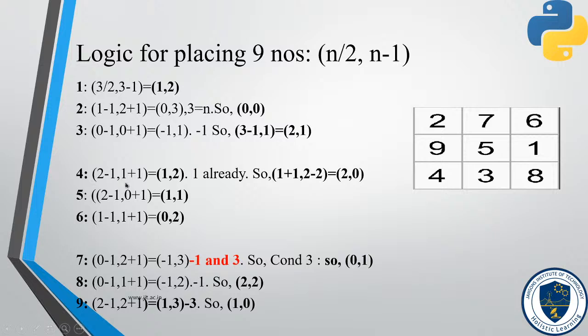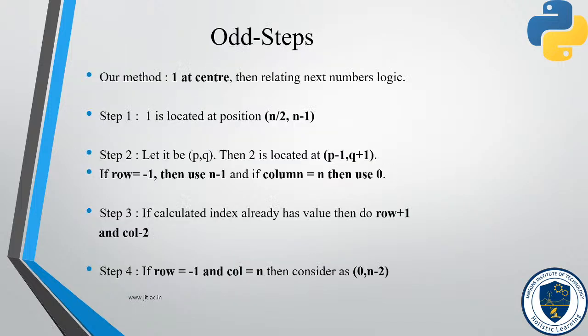Very similarly, the numbers 5, 6, etc. are also placed with the same simple idea. You can consider the number 7. For number 7, p minus 1, q plus 1 tends to minus 1, 3. If you see the value minus 1, you would directly apply condition 2, step 2, but you should not, because minus 1 and 3 both need to be checked. You should check whether the row is minus 1, and for the next number you should also check that in the column you have reached 3. So here you should apply condition 3. Both conditions are true, so automatically we set the value as 0, n minus 2.